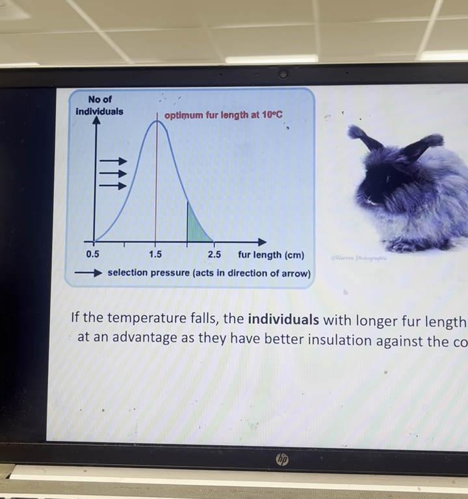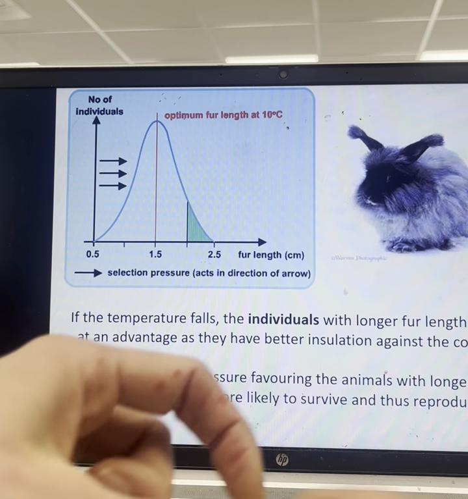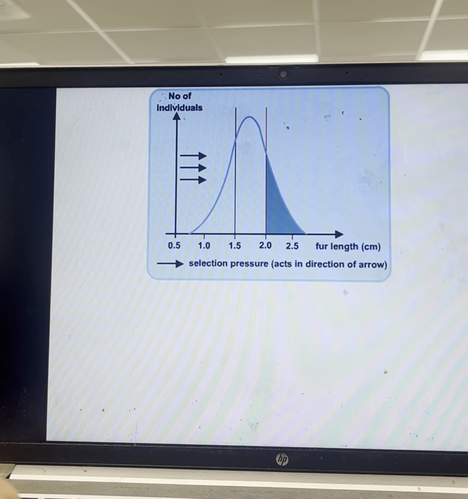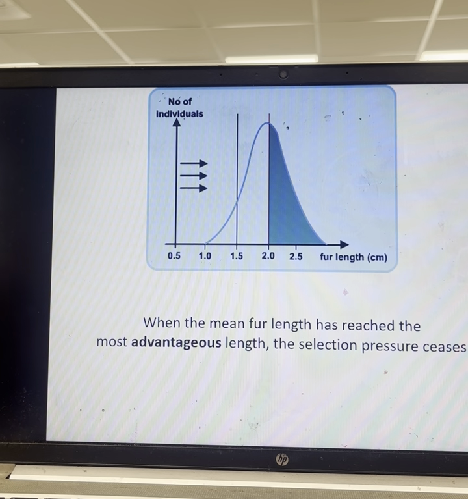Okay. If the temperature falls, the individuals with longer fur are at advantage as they are better insulated against the cold. I get that. There is a selection pressure favouring the animals with longer fur, so the animals are more likely to survive and reproduce. Over several generations, the average fur length increases as more young have inherited the gene for long fur. When the mean fur length has reached the most advantageous length, the selection pressure ceases. Yeah, that makes sense. So it stops getting longer.